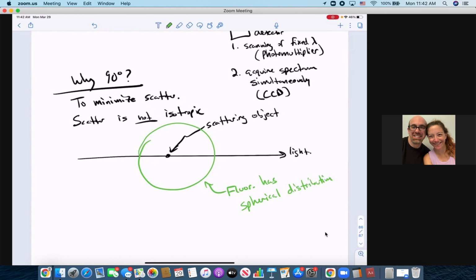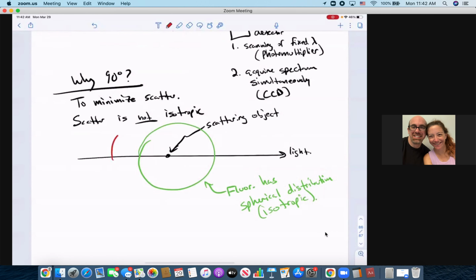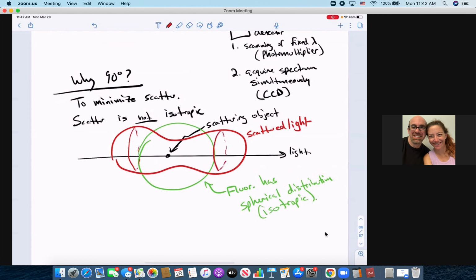The spherical distribution, because it's isotropic. Scatter, however, has a lobed distribution that looks like this. Scattered light, let's draw this in 3 dimensions, has a peanut-shaped distribution, whereas fluorescence has a spherical distribution.